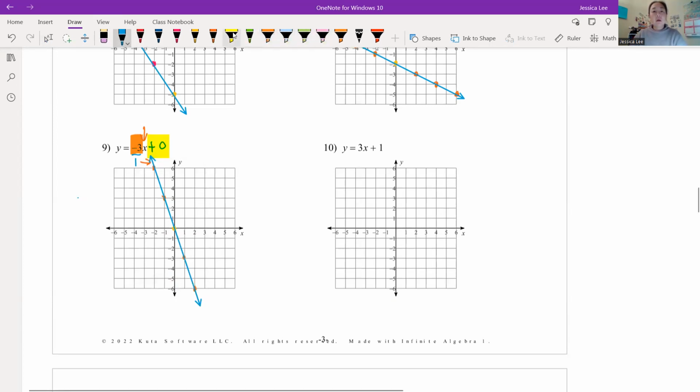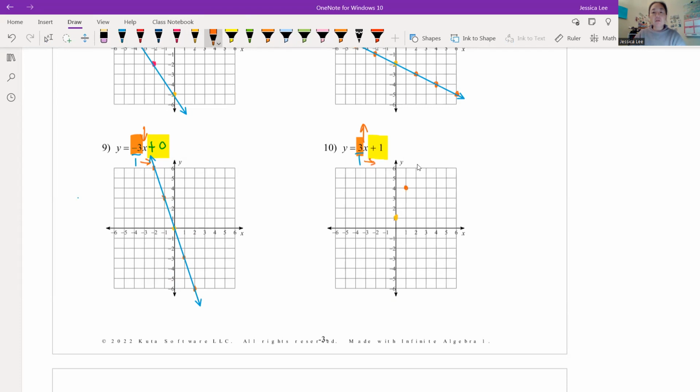Last one, y-intercept is going to be at 1. Remember, the y-intercept is on the y-axis. And then our slope is going to be 3. We have no other number there, so it's going to be 3 over 1. And let's graph this guy. 3 is positive, so we're going to go up 3 and 1 to the right. Up 3, 1 to the right.